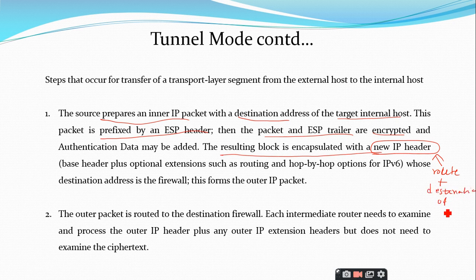of the gateway. And you are ready with the packet. Once the outer packet is routed to the destination firewall, each intermediate router needs to examine and process the outer IP header, and it does not need to examine the ciphertext.